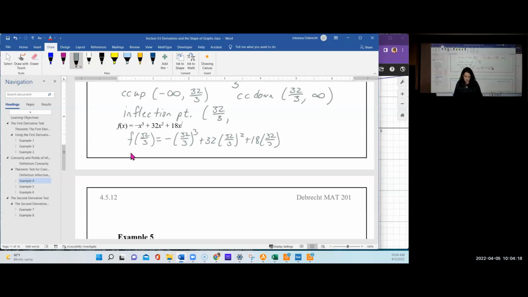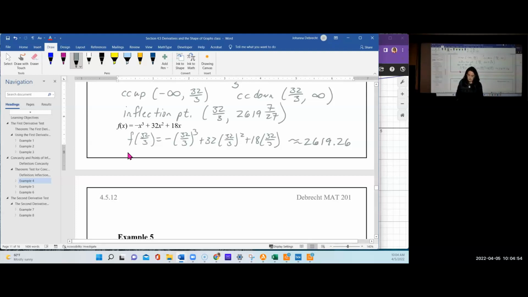I got, in decimals, I also got an exact fraction, but we'll do it in decimals. 2,619.26, rounding off. If you want the fractional part, I think a mixed number is better in this case, 2,619 and 7/27. That's where the inflection point is. Okay.